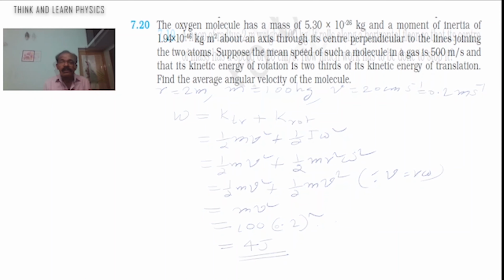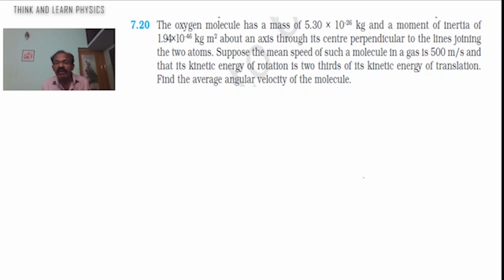Okay. The oxygen molecule has a mass of 5.30 into 10 raised to minus 26 kilogram and a moment of inertia of 1.94 into 10 raised to minus 46 kilogram meter square about an axis through its center perpendicular to the lines joining the two atoms. Suppose the mean speed of such a molecule in a gas is 500 meter per second and that its kinetic energy of rotation is 2/3 of its kinetic energy of translation. Find the average angular velocity of the molecule.